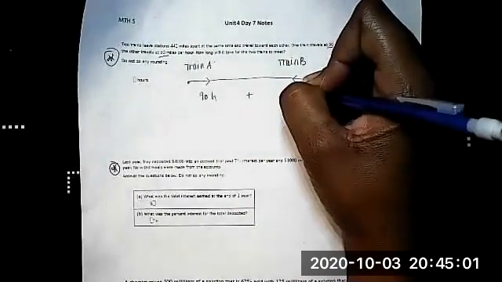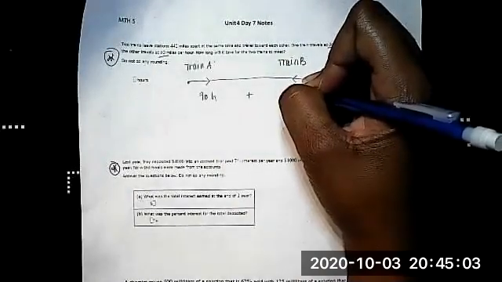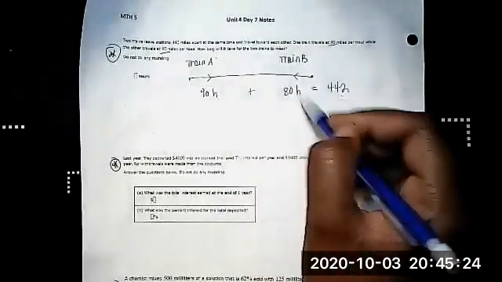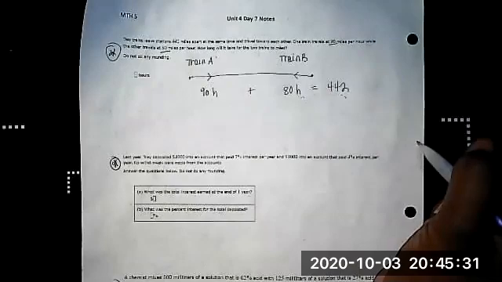Okay, 90. And then the other train is going 80. And all together, the total miles in between them is 442. So it's 90 miles an hour, 80 miles an hour, and then 442. We need to figure out when these two are going to meet. So how do we do that? Again, set this up like this.